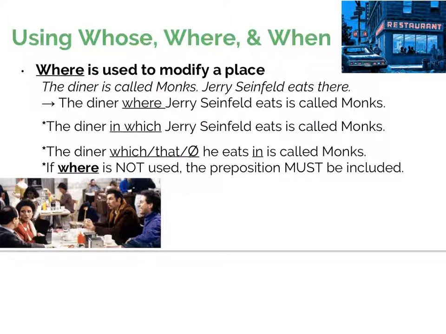It is more formal to use prepositions before which in academic writing, but it is also acceptable to say the following. The diner which Jerry eats in is called Monk's. Notice that the preposition comes after the verb in this sentence. This is much more common to see in writing when using which or that, but know that you can use a preposition before which if you would like to write more formally.